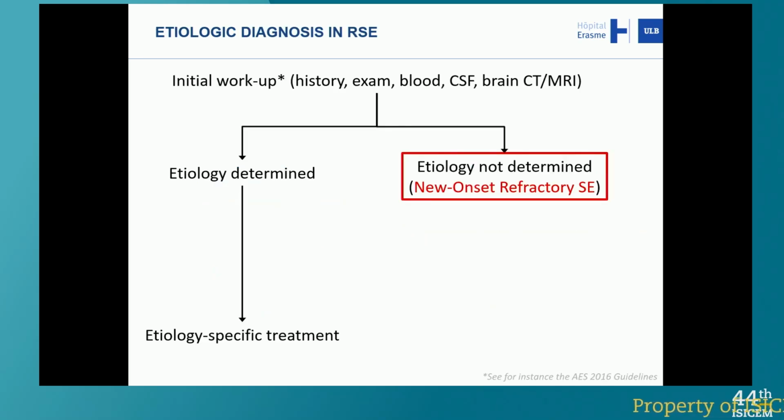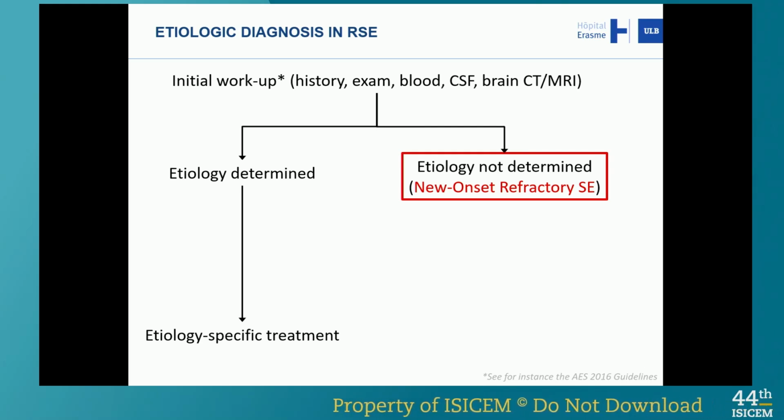So to put it in kind of a flow chart, you start with your initial workup, and for instance, the American Epilepsy Society 2016 guidelines are excellent in briefly describing what you should do in every patient that comes in with status epilepticus. And most of the time with this initial workup, again, clinical history, neuro exam, basic imaging, maybe LP if the patient is febrile, we'll get the etiology, and you may start an etiology-specific treatment, right? Acyclovir for HSV1 encephalitis, or something like that, right? If it's a stroke, you might get thrombectomy and so on.